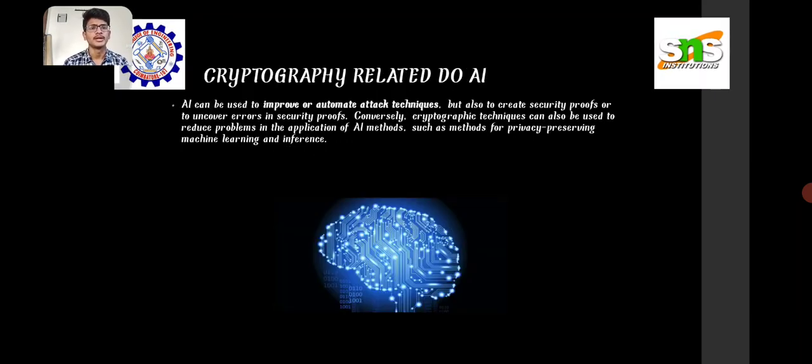Cryptography related to AI. AI can be used to improve or automate attack techniques, but also to create security proofs or to uncover errors in security proofs. So cryptographic techniques can also be used to reduce problems in the application of AI methods, such as methods for privacy processing, machine learning, and inference.